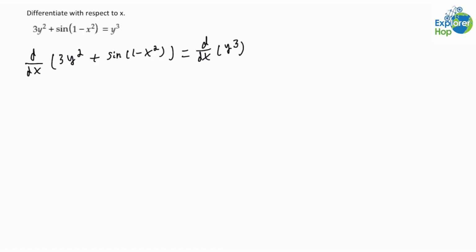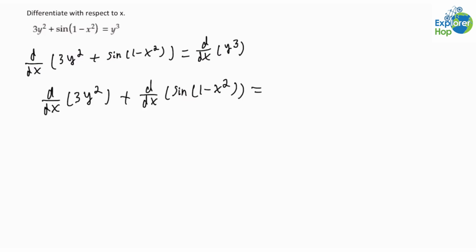Now we will differentiate each side by applying the differentiation rules we've learned, including the sum/difference rule, power rule, and the chain rule. Thus we get that the derivative of 3y squared plus the derivative of sine of 1 minus x squared is equal to the derivative of y cubed.